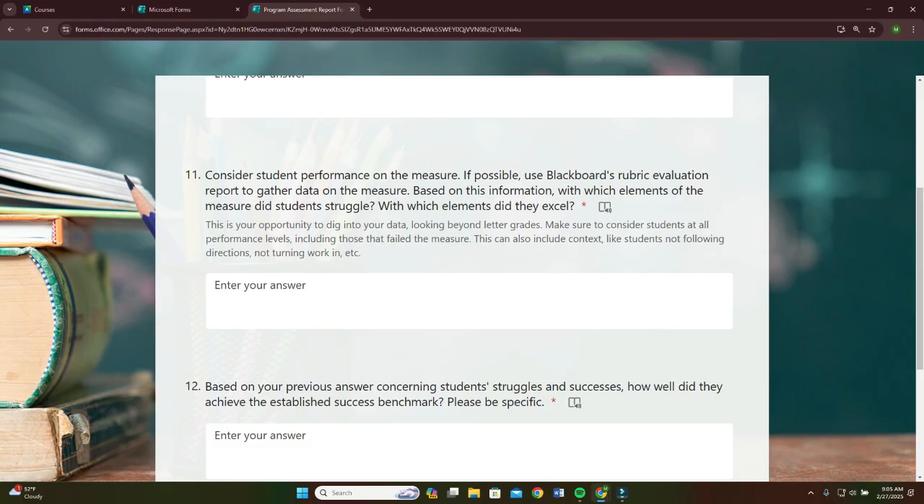This can also include context too, like students not following directions, not turning anything in, etc. Just because, let's say that you kind of have a dud of a semester, that does not mean that you yourself have to have done something wrong, right? Providing context here is super important.